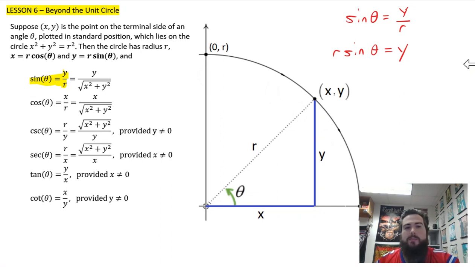You can then also come up with ratios concerning cosecant, secant, tangent, and cotangent using similar values here. Just in this case, any instance where we had 1 before on the unit circle, that is now replaced with r.